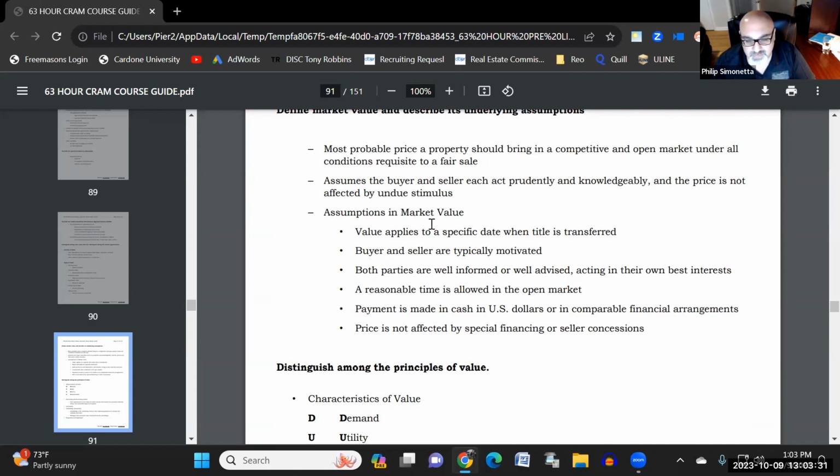Assumptions in market value. The value applies to a specific date when the title is transferred. The buyer and seller are typically motivated. Both parties are well informed or well advised, acting in their own best interests. A reasonable time is allowed in the open market. Payment is made in cash in US dollars or in comparable financial arrangements, and the price is not affected by special financing or a seller concession.